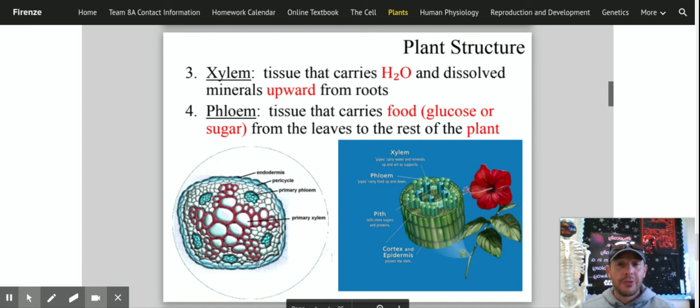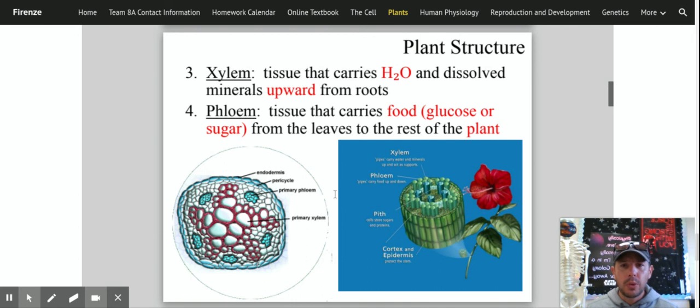This stuff called phloem, which starts with a "ph," is the tissue that carries the food, or the sugar and glucose, remember, glucose is a fancy word for sugar, from the leaves down to the rest of the plant. And you can see in these pictures, they're just tubes. They're big, long tubes or straws.